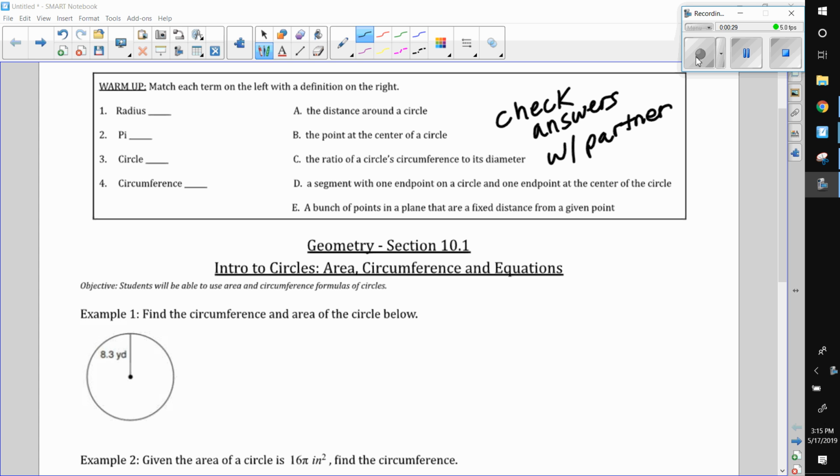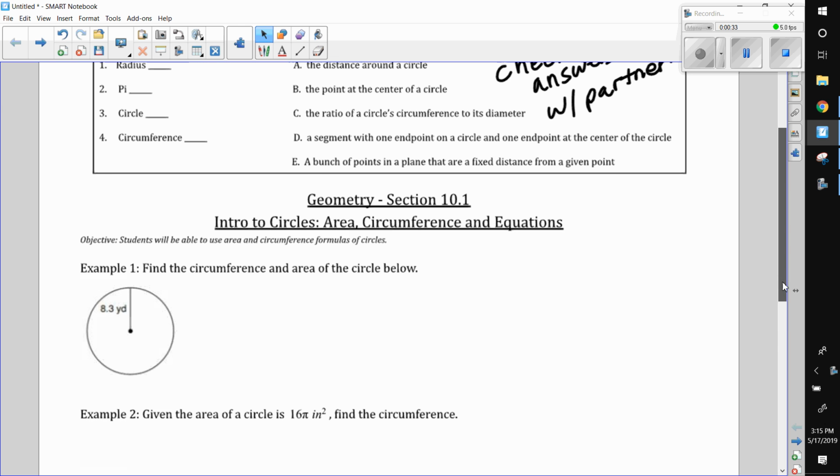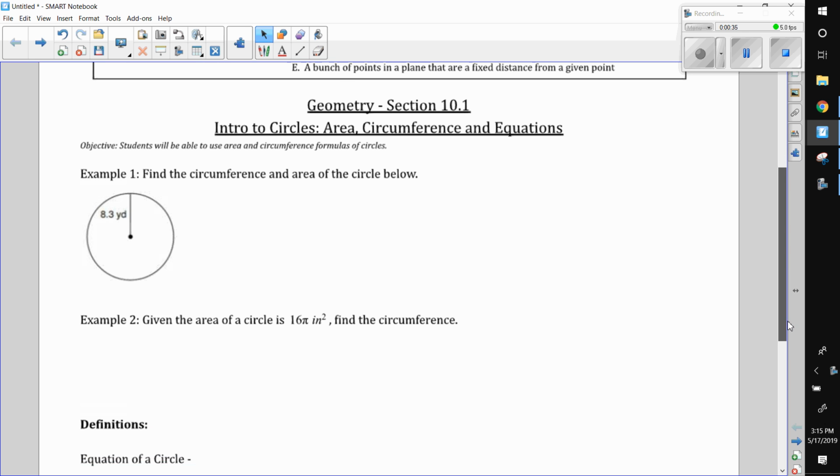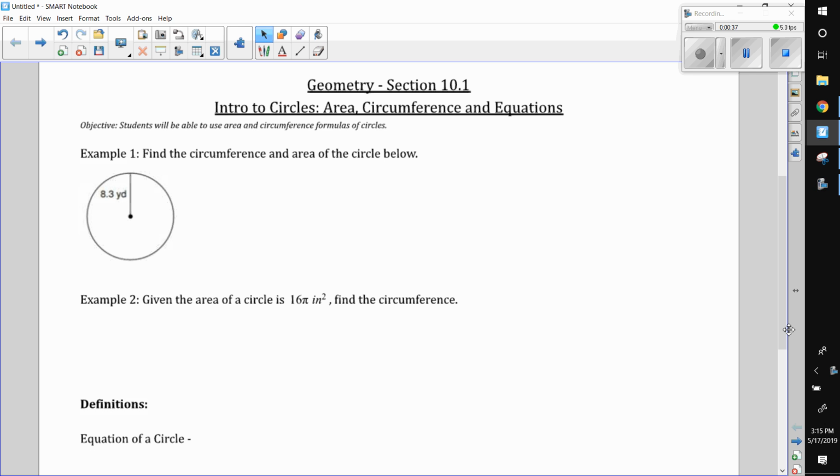Okay, so assuming that you've done that, we're going to move on and look at example 1. This should be partially a review. We've got area and circumference. These are all on your pink sheet, all the formulas. So make sure that you're looking at your formula sheet and you have one in front of you. I'm given the radius here as 8.3 yards, so I'm going to find the circumference.